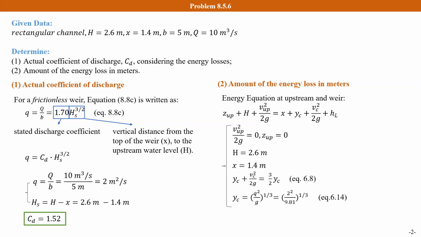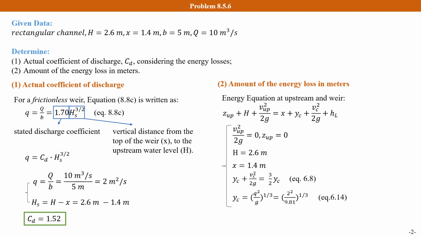Based on our assumption, the velocity head upstream and the elevation of the channel equal 0. And based on the given information, we know that the water depth at the upstream equals 2.6 meters, and the height of the weir equals 1.4 meters.